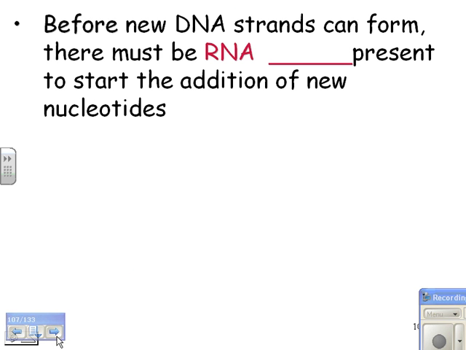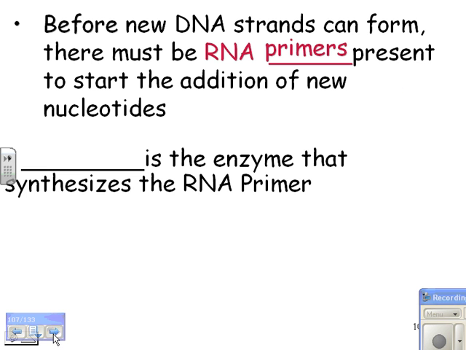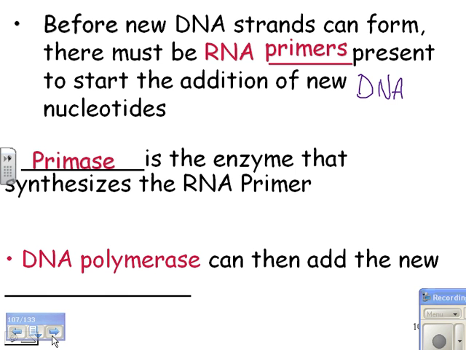So before the DNA strands can form, there has to be, this is kind of crazy, but it's true, there has to be an RNA primer, so a little bit of RNA present in order to add new DNA. You should put in new DNA nucleotides. So that's bizarre, but that's the way it works. So there's an enzyme called primase that synthesizes, means to make, so that makes the RNA primer. DNA polymerase can then add new nucleotides.